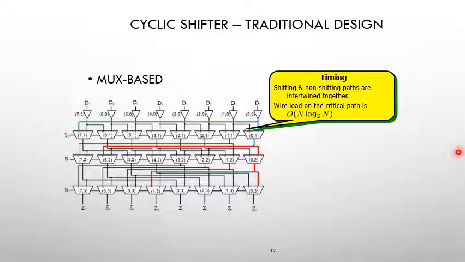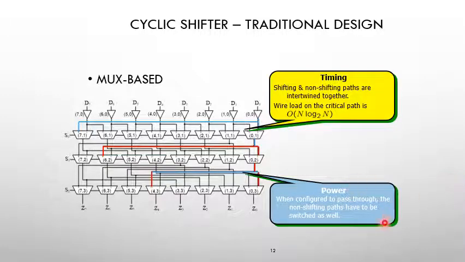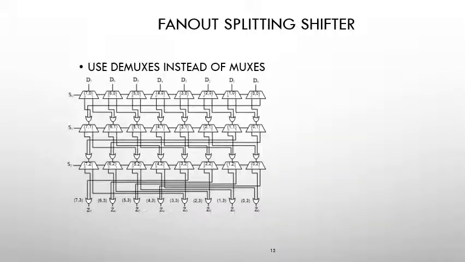This is the timing of this one also. Shifting and non-shifting paths are intertwined together. Wire load on the critical path is followed. The number of steps followed is n log square n, log 2 base n, and then power is wasted when configured to pass through, as the non-shifting paths have to be switched as well.